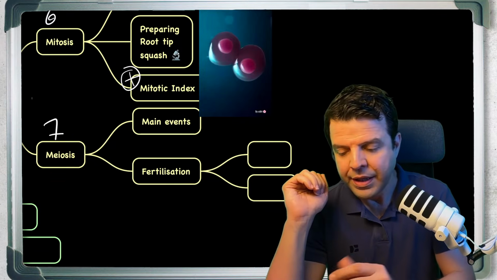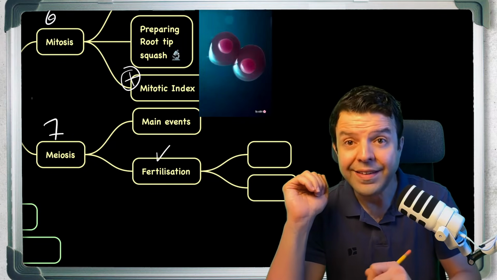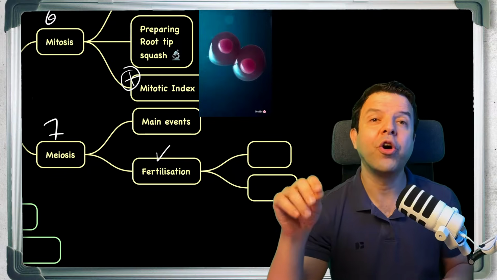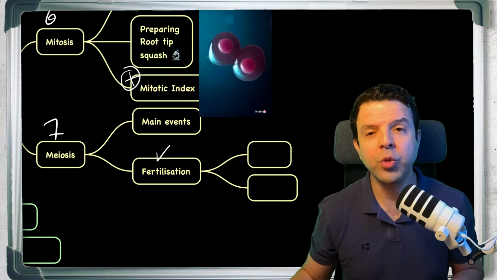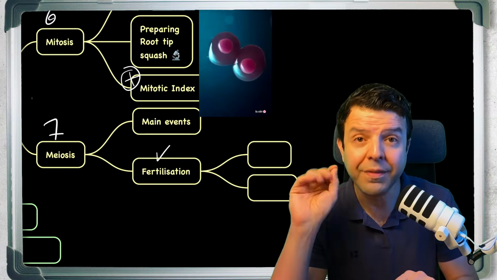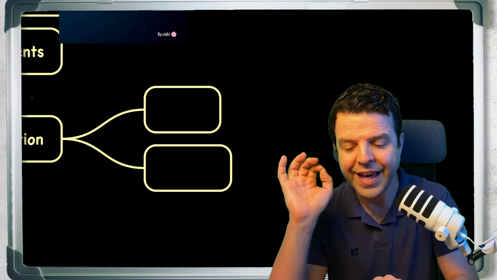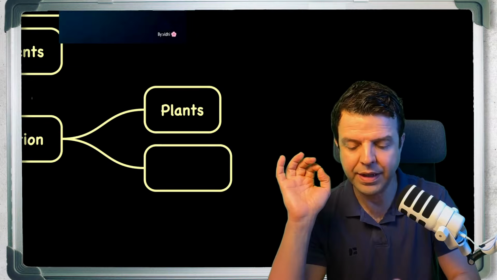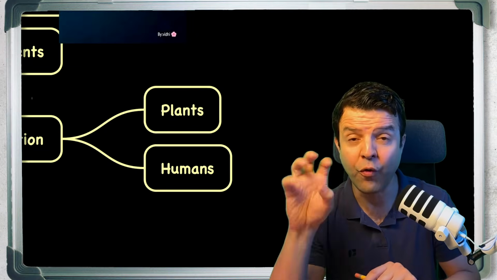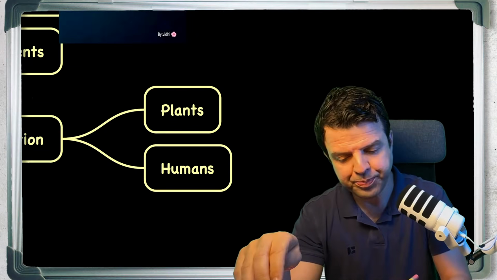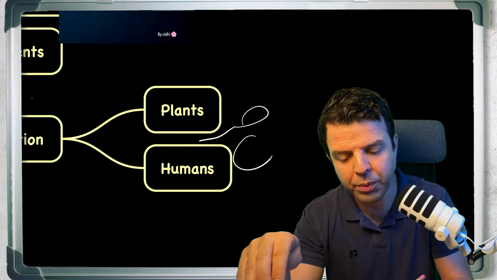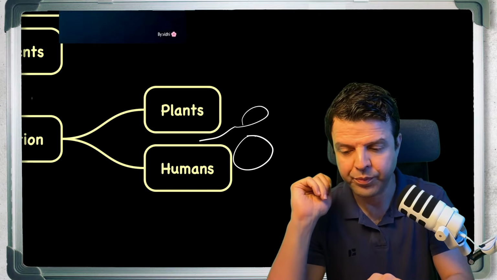So then there is fertilization. You don't need to learn all about reproduction in humans or plants. No, just that part, fertilization. How is fertilization done in plants and in humans. The events of fertilization, including structure of the sperm and structure of the egg cell.